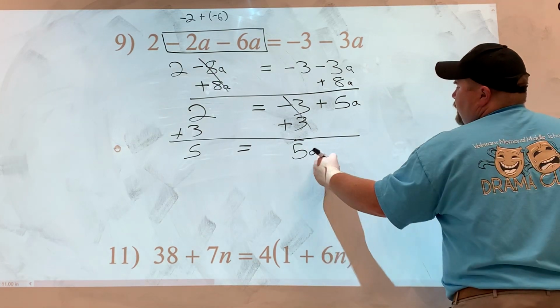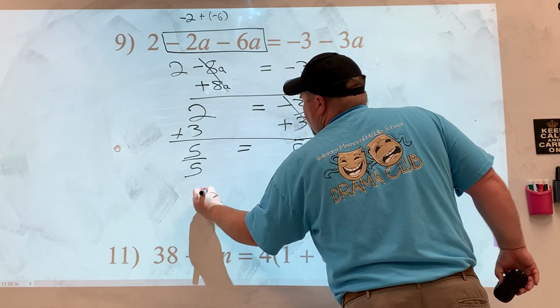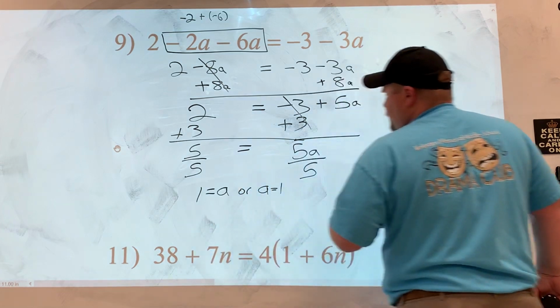Last step, 5 times a, I undo that with division. So I divide by 5, and I find that 1 equals a, or a equals 1. Either way.